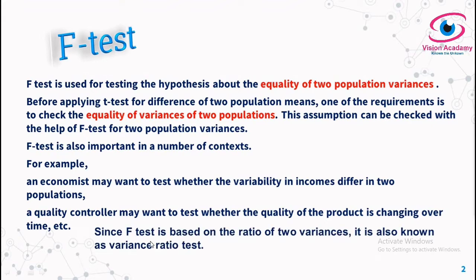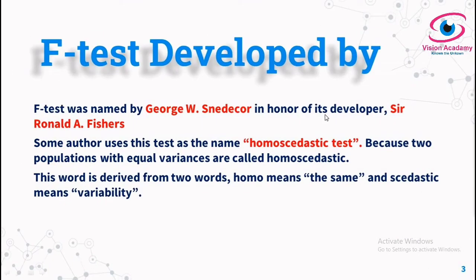Since the F-test is based on the ratio of two variances, it is also known as the variance ratio test. In the F-test, we basically concentrate on two population variances, which is why it can be called the variance ratio test. So let us see who developed this F-test.